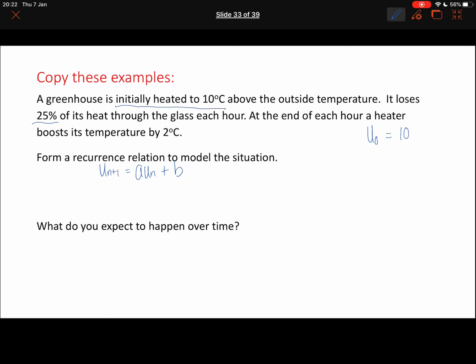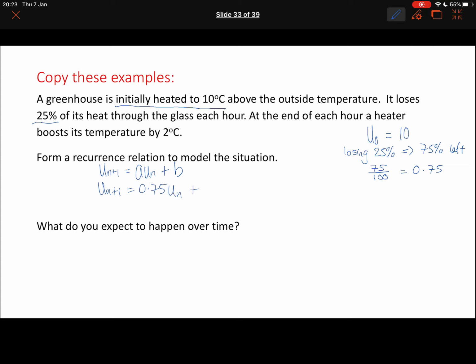So if we are losing 25%, what we have to do when we're writing a recurrence relation is think about what we're left with. So if we're losing 25%, that means we've got 75% left. And that 75% is what we're going to use in a recurrence relation. Now 75%, we have to write it as a decimal. Remember, 75% means 75 out of 100, and if we do the divide there, we just get 0.75. So we can write down that U(n+1) equals 0.75 U(n).